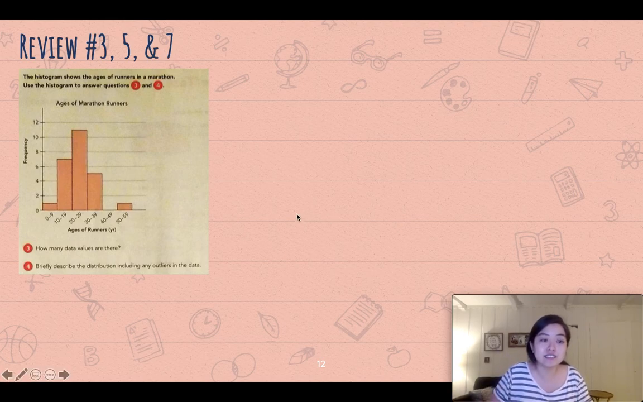Hey, let's look at number 3. Now, this is the age of marathon runners. Wow, isn't that cool? There's someone between 0 and 9 years old who runs in a marathon. That's amazing. So, how many data values are there? So, look at the frequency of runners here. So, they put it on the y-axis and I see it's 2, 4, 6, 8, 10, 12.